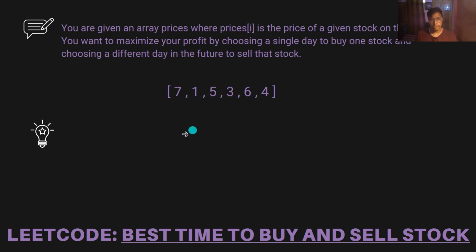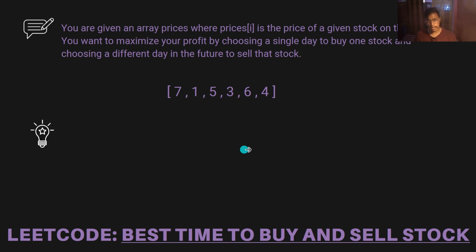So this will be 7. 7 minus 7 will be 0, because you cannot make any greater profit, because all the other days are lower than 7. So the maximum profit you'll be able to make is 0 by buying and selling on the same day. For 1, the maximum will be 6, because the maximum value on the right side is 6, so you can make 6 minus 1 equals 5. Same for 5: 6 minus 5 is 1.